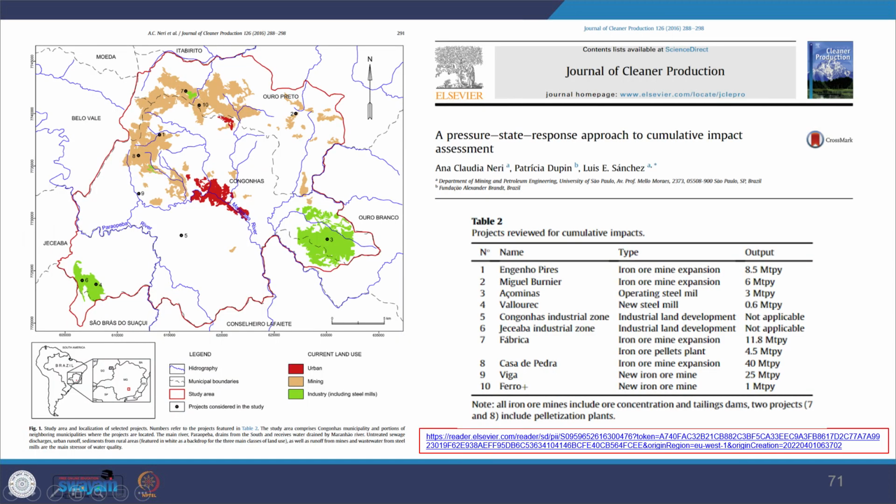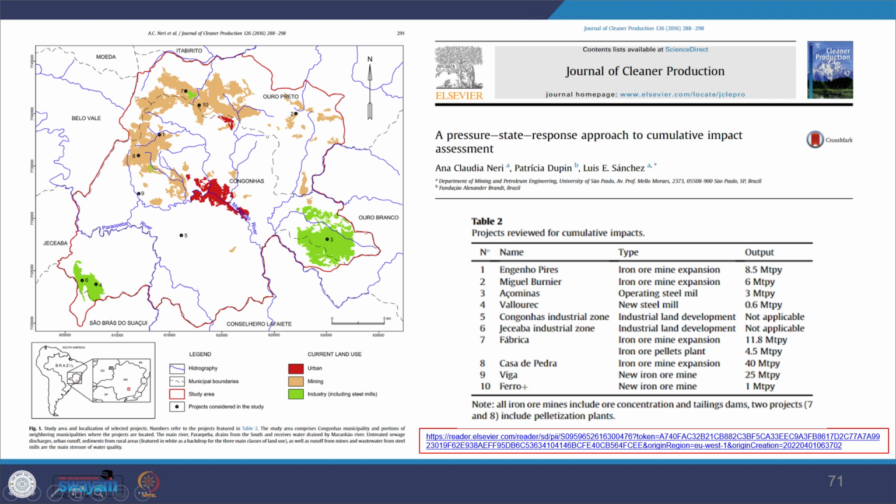So I've got the example here. I've also given you the link to the journal article. You can see the spatial outlook here, and if you read the map, you can see the red study area boundary. And all the dots are the projects considered in the study.